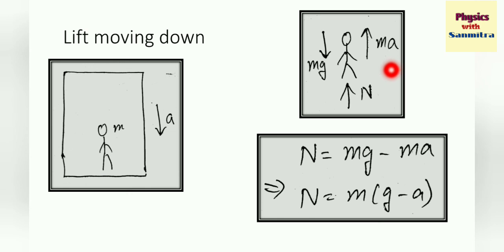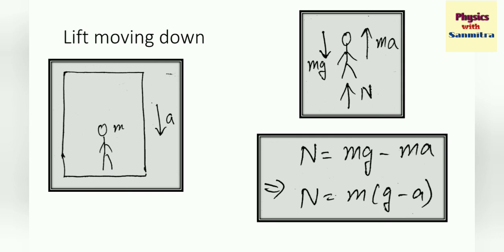So the thumb rule is, pseudo force will act in a direction opposite to the direction of the acceleration of the frame with respect to the ground, or with respect to another frame. Okay. So this ma will be acting upwards. N is upward, ma is upward, and mg is downward. So N is equal to mg minus ma. mg is downward, ma is upward, so mg minus ma. Or N is equal to m of g minus a. So this is clear, I guess.